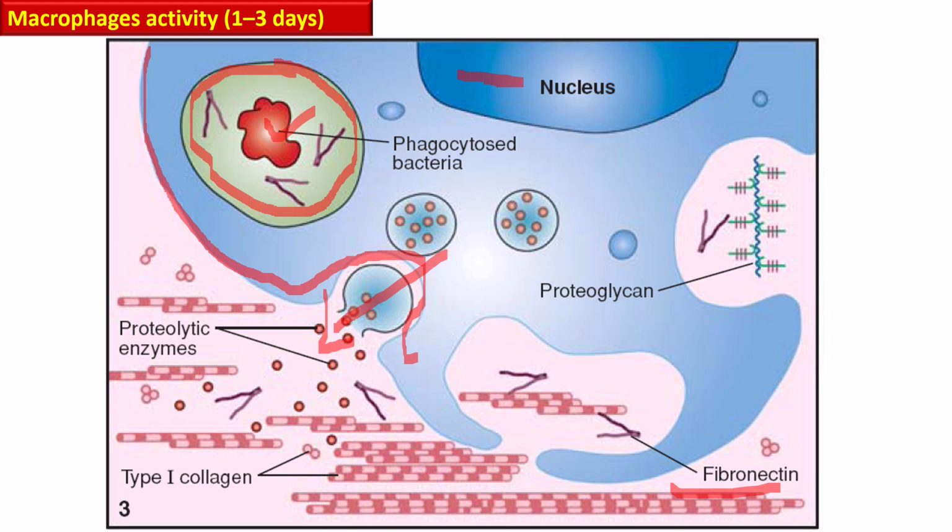Then for the matrix remodeling, fibronectin and proteoglycans are either broken down, reorganized, or synthesized anew to help rebuild the tissue structure. Type 1 collagen fiber are laid down and rearranged as part of the scar tissue matures.